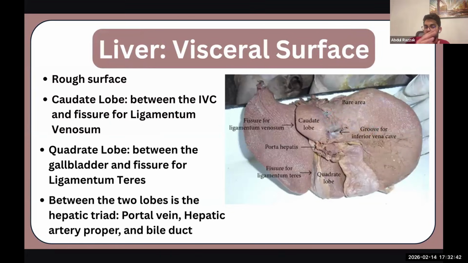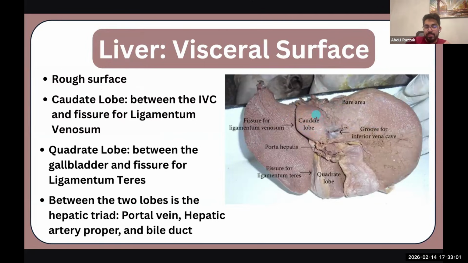Now let's discuss the other side of the liver, the visceral side of the liver. It's called the visceral side because it's in contact with other organs of the body. We're gonna mention them in a minute. This side of the liver is very rough, and it has two lobes, not right and left lobe. It has the caudate lobe, the upper lobe, and the quadrate lobe.